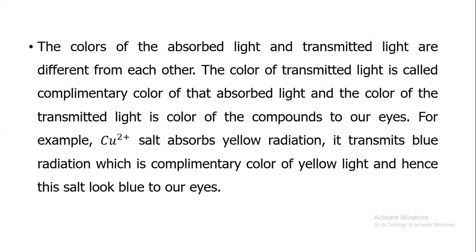The colors of absorbed light and transmitted light are different from each other. The color of the transmitted light is called the complementary color of that absorbed light, and the color of the transmitted light is the color of the compound to our eyes. For example, a copper 2+ salt absorbs yellow radiation. It transmits blue radiation, which is the complementary color of yellow light, and hence the salt looks blue to our eyes.